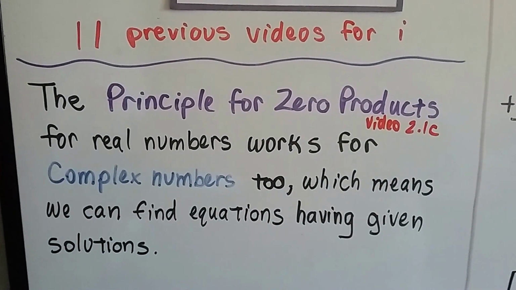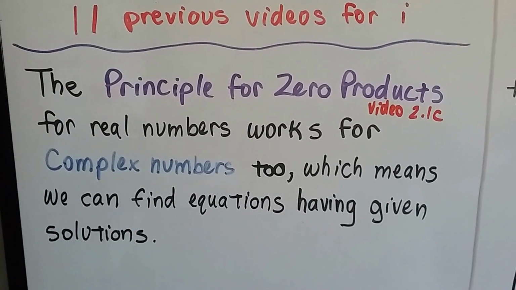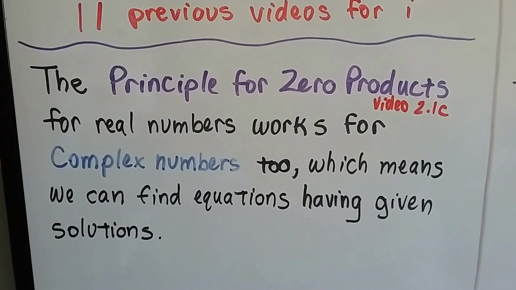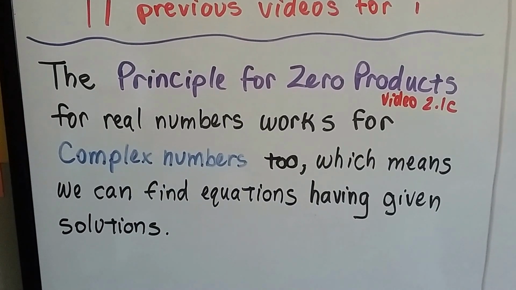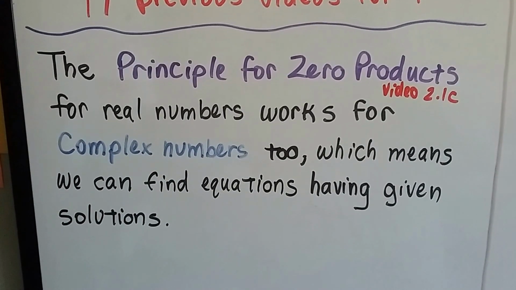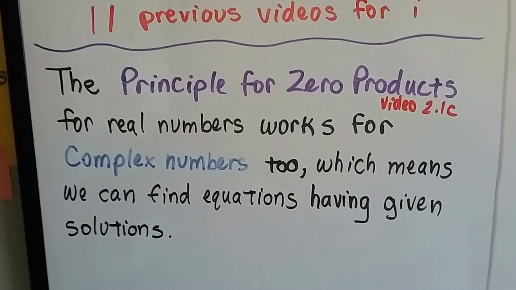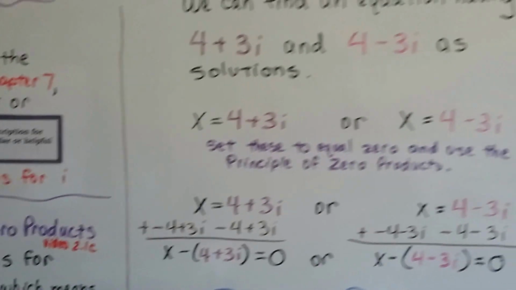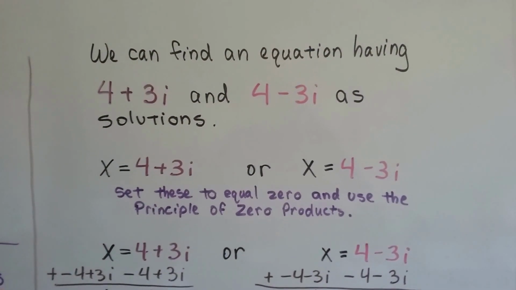your missing education, okay? So the principle for zero products, we did that way back in the beginning of Algebra 2 in video 2.1c. There'll be a link for that too. That principle for zero products for real numbers works for complex numbers too, which means we can find equations having given solutions. So we can find an equation having 4 plus 3i and 4 minus 3i as solutions.